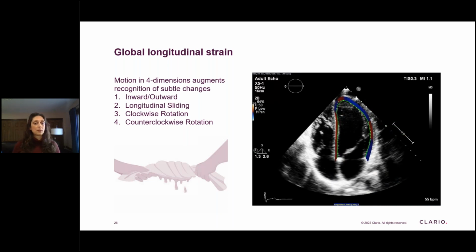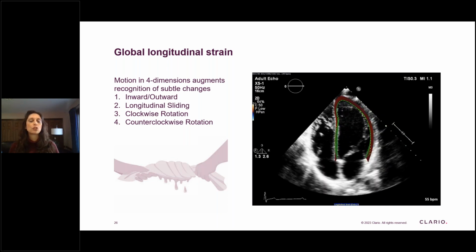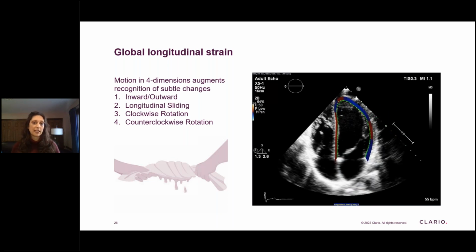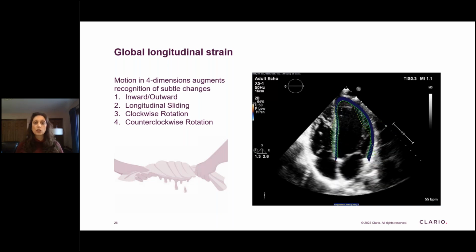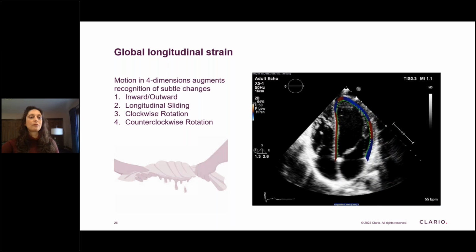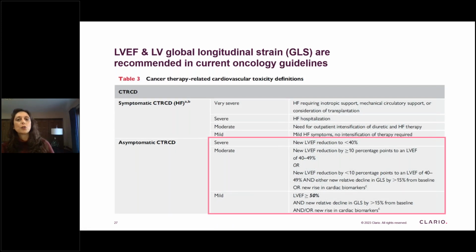And the importance of the strain measurement is that you can recognize early preclinical changes to the motion of the heart before there's a decrease in LVEF. So strain is giving you an early window into potential dysfunction from cancer therapies. And on the next slide, we'll see that because of that, GLS has also been introduced and recommended in the current oncology guidelines, as well as LVEF.